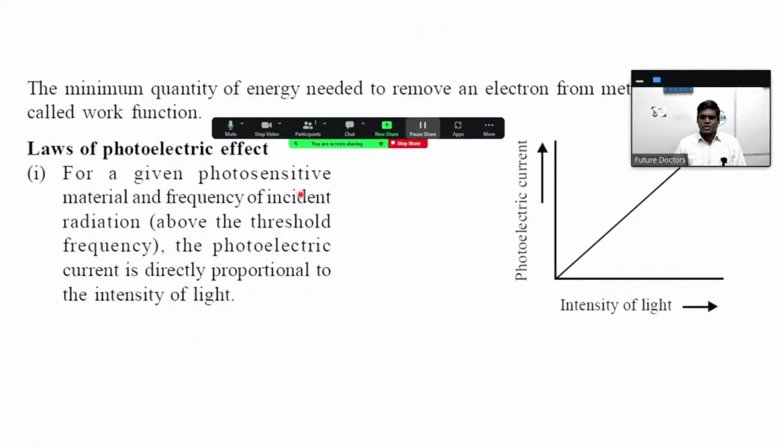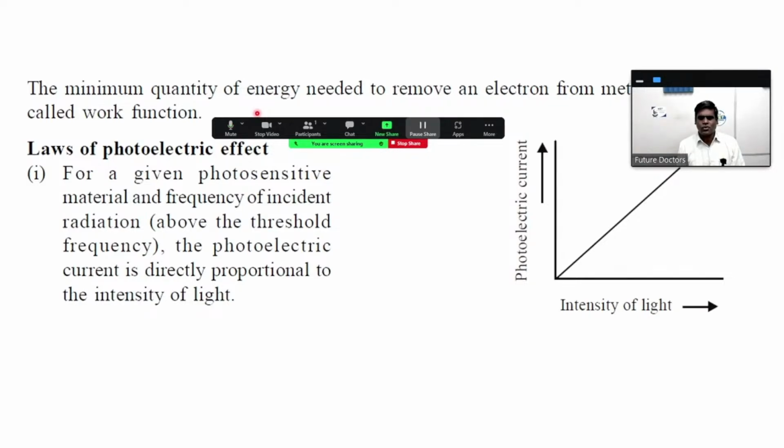What is work function? The minimum quantity of energy required to remove an electron from a metal surface is called work function. It is denoted by the symbol W or phi. And there are various laws of photoelectric effect.